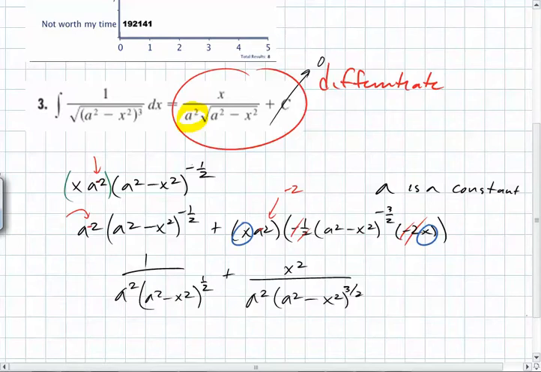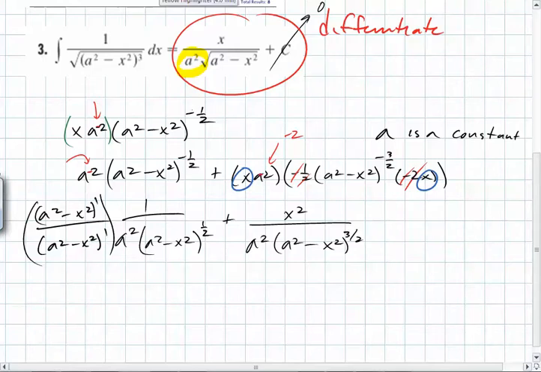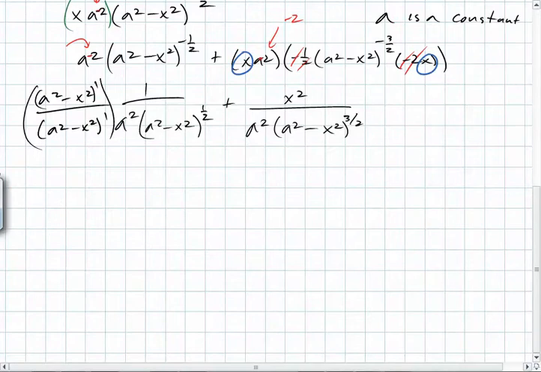Okay, so at this point, how do you combine fractions? You need a common denominator. Do you agree with that, everybody? Yeah, you're going to have to multiply this by what? A squared minus x squared to the what power? To the first over a squared minus x squared to the first. Why is it to the first power? Because that makes a squared minus x squared to the 3/2. Exactly, very good.